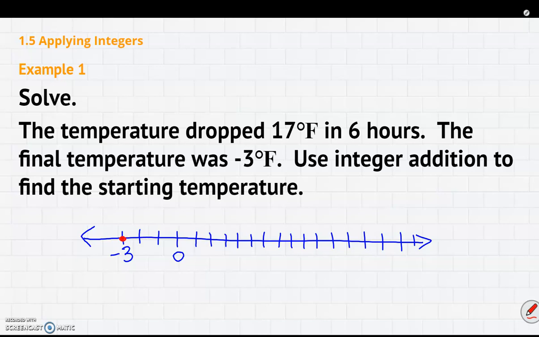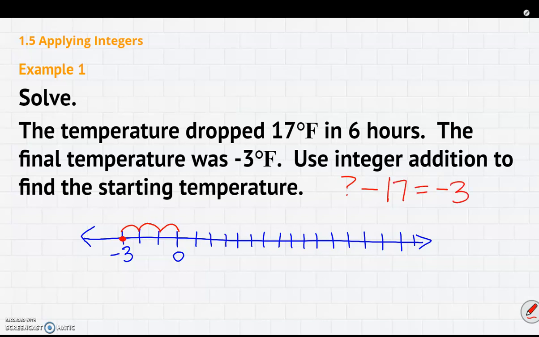But think about if the temperature dropped 17 degrees, if we went backwards 17 degrees, couldn't we find out what the starting temperature was? Right? So we'd end up somewhere, hopefully in this positive area. Whatever that number is, minus 17 should equal -3.